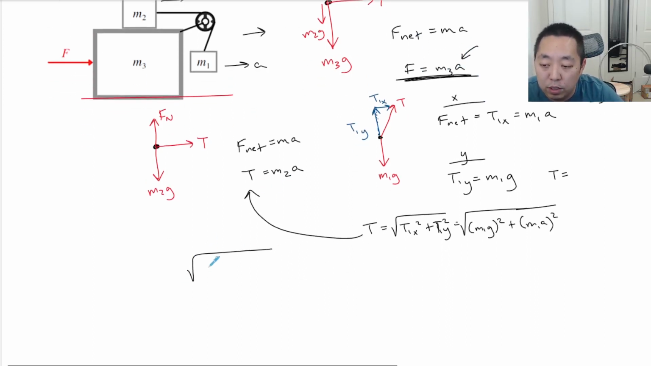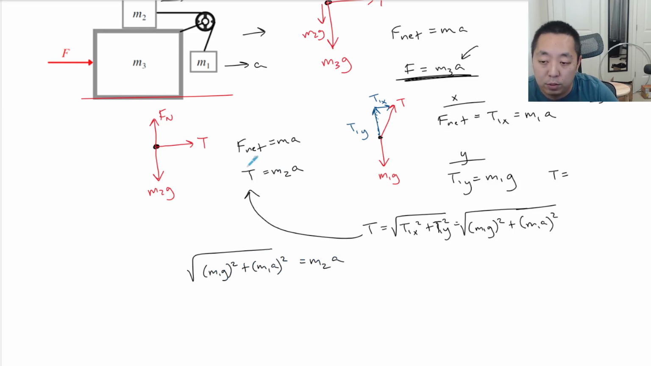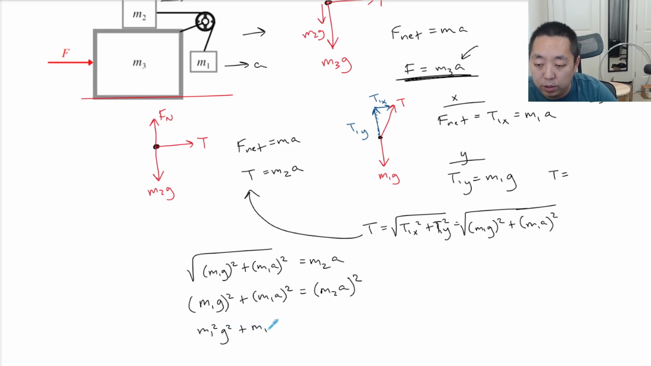So I have the square root of (M1g) squared plus (M1a) squared is equal to M2a, from this equation here, plugging that tension in there. If I square both sides, just to get rid of the square root, I have (M1g) squared plus (M1a) squared equal to (M2a) squared. Let's square everything. So this is M1 squared g squared plus M1 squared a squared is equal to M2 squared a squared. So I just squared everything.